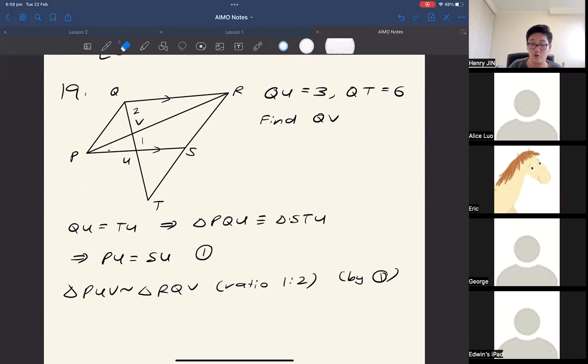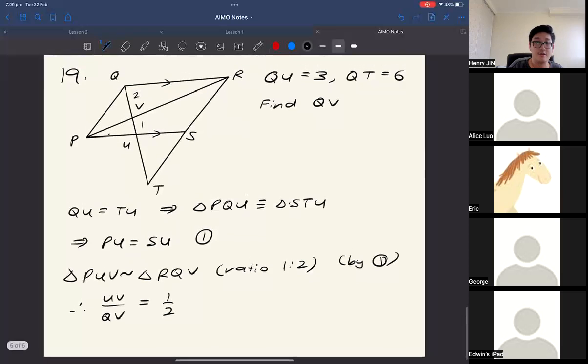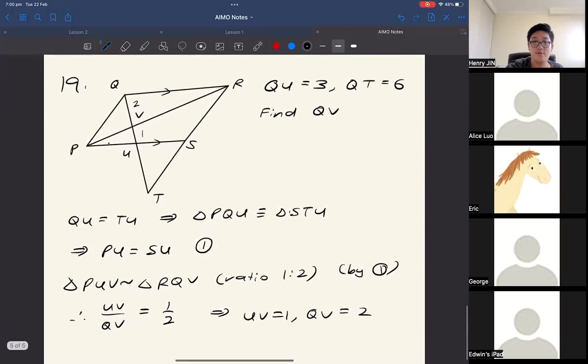Okay, so once we get ratio 1 to 2, then therefore UV over QV, so those are your corresponding ratio of sides of your similar triangles. So it's 1 to 2, but we know that QU is 3, right? So that's why UV is 1 and QV is 2, yeah? So yeah, these are quite tricky questions. All of these questions involve 2 pairs of similar triangles, and then you have to manipulate the side ratios. Yeah, so please do review it if you're not sure, but at least take down the notes so that you can review it afterwards.